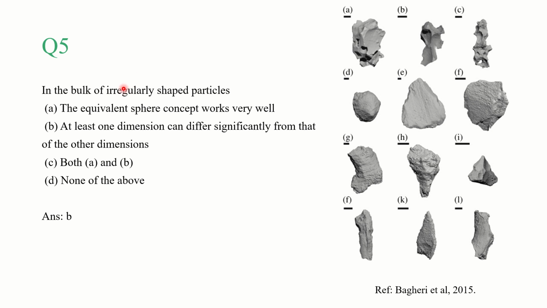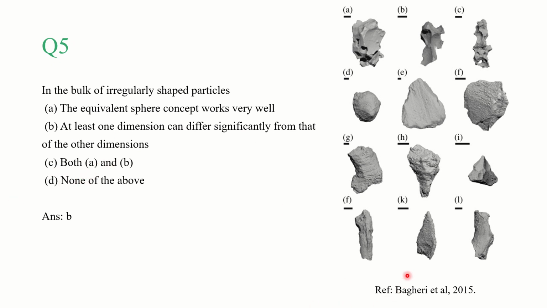In the bulk of irregularly shaped particles, there are 4 options given. We should choose an appropriate one that is suitable for the given question. In the bulk of irregularly shaped particles, option A, the equivalent sphere concepts work well. Option B, at least one dimension can differ significantly from that of the other dimension. Option C, both A and B, or option D, none of the above.